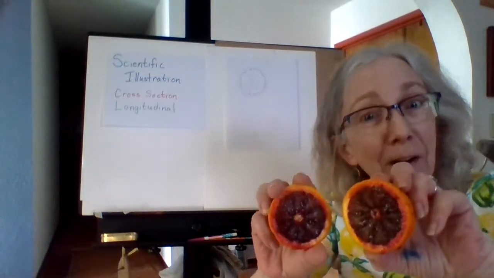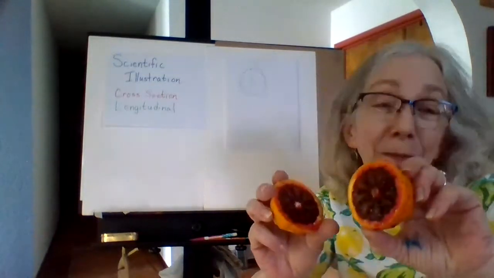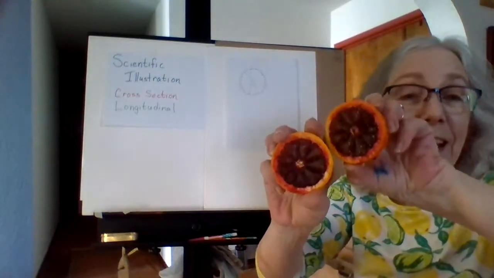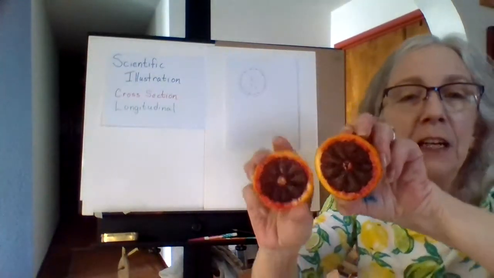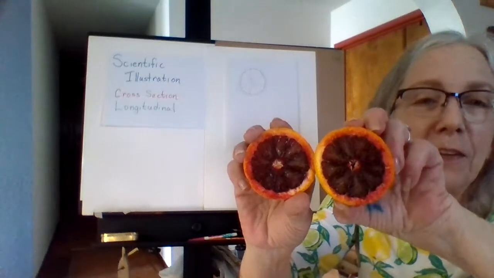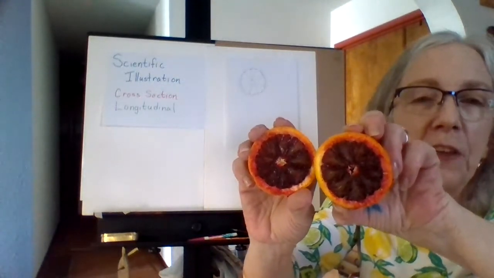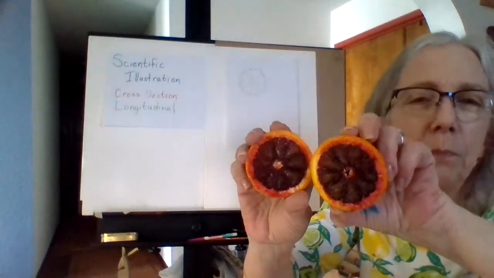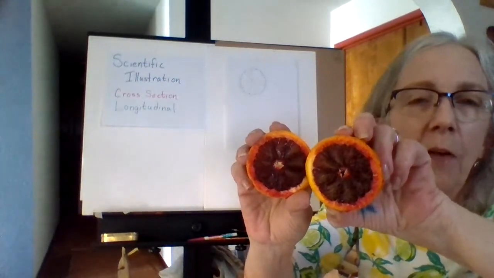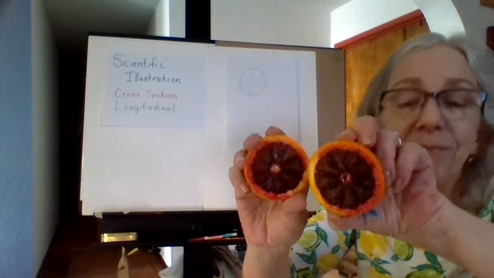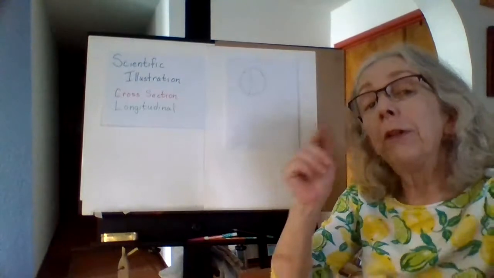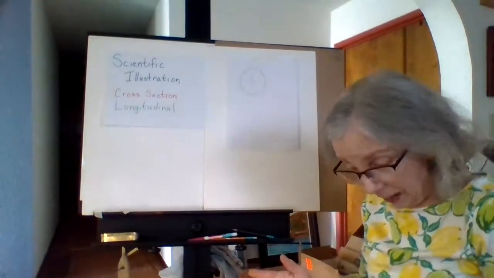See, it looks very different on the inside. This is a blood orange. And these are very fun to draw. So take a look at the difference on the inside. Do you see how each section is very deep purpley red on the edges and then it's lighter? So it helps to look inside things to see how they're made.